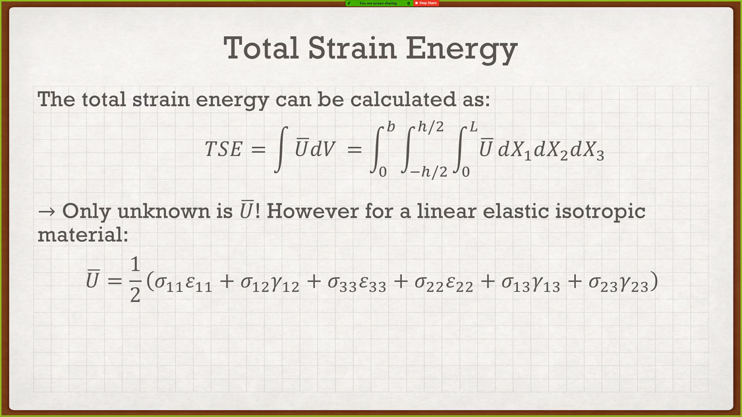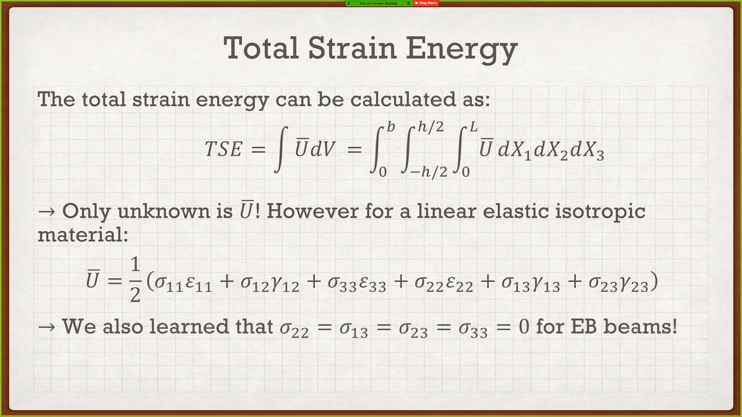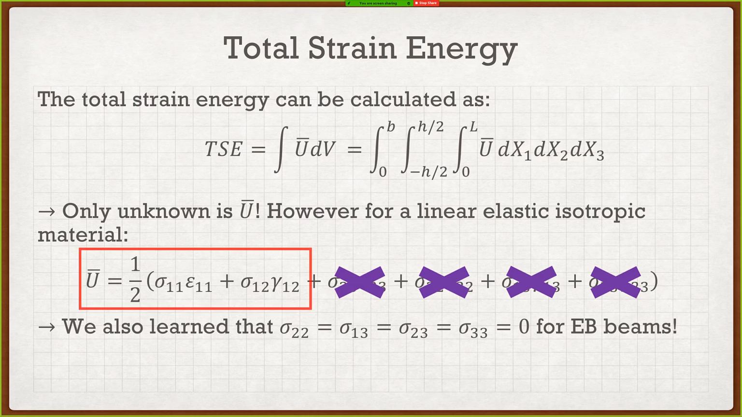Now, just like before, we have a linear elastic isotropic material, so we have that nice big long equation for it. Now, unlike the previous question, it gets a little bit simpler, because there's a lot of simplification: we know that sigma 22 is equal to sigma 13, which is equal to sigma 23, which is equal to sigma 33, which is all equal to 0 for Euler-Bernoulli beams. What does that do to our equation? Well, it gets rid of 4 of those terms. So now we have an actually much simpler equation where that strain energy density function U can be found as simply 1/2 sigma 11 multiplied by epsilon 11 plus sigma 12 multiplied by gamma 12.